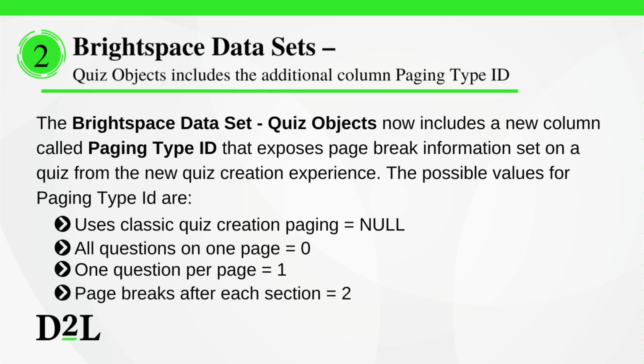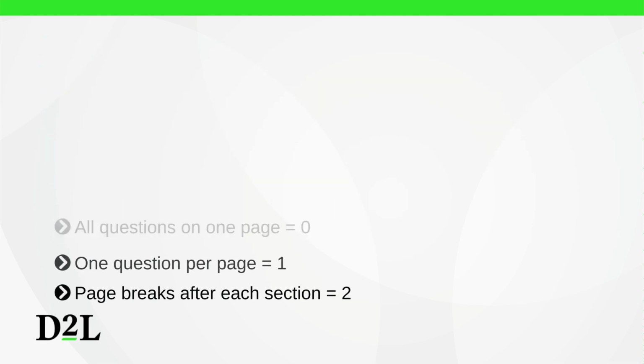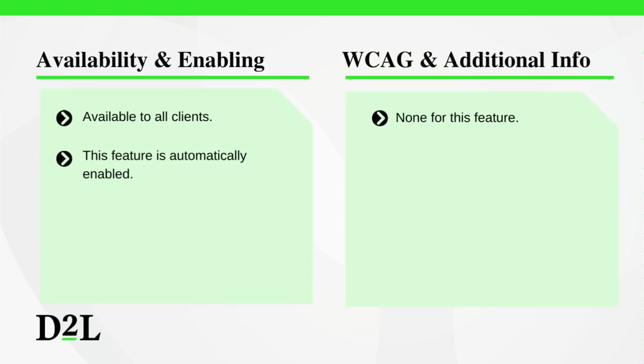The Brightspace Data Set quiz objects now include a new column called Paging Type ID that exposes page break information set on a quiz from the new quiz creation experience. The possible values for Paging Type ID are: uses classic quiz creation paging equals null, all questions on one page equals 0, one question per page equals 1, and page breaks after each section equals 2. The Brightspace Data Sets feature is available to all clients and is automatically enabled.